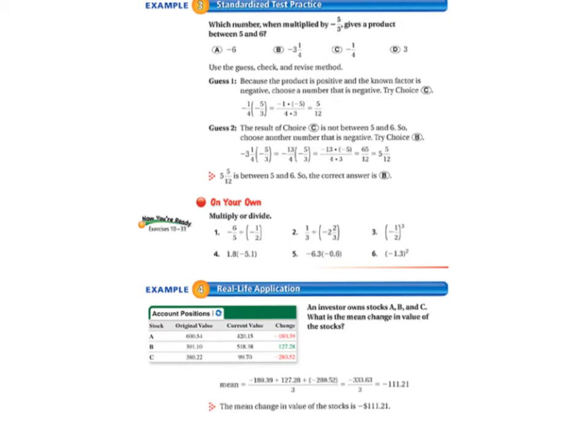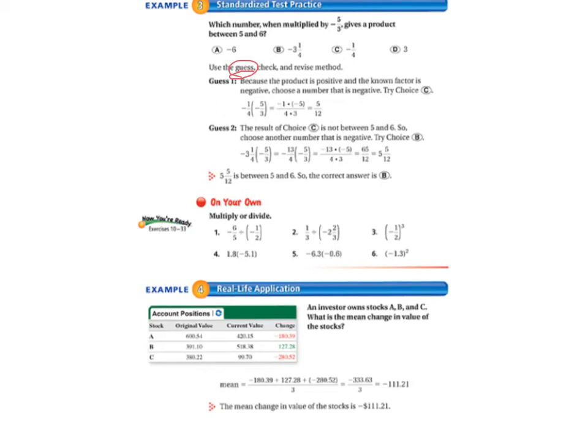Moving on to example 3, which number, when multiplied by -5/3, gives a product between 5 and 6? The book asks us to use the guess, check, and revise method. So guessing on its own is never a good method, but you may use guessing as long as you check and revise your answer. So guess number 1 says because the product is positive and the known factor is negative, choose a number that is negative, because we know that a positive times a negative is going to give us a negative number. So we would try choice C.